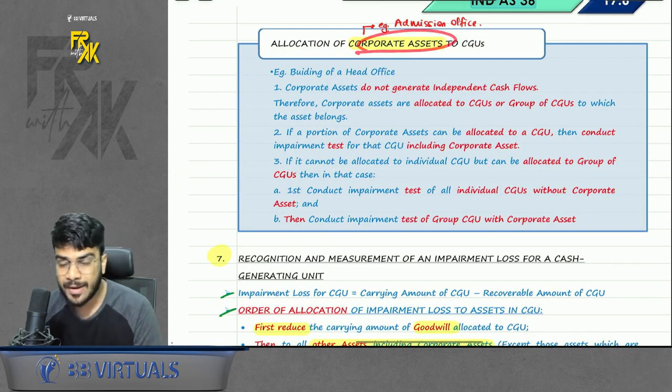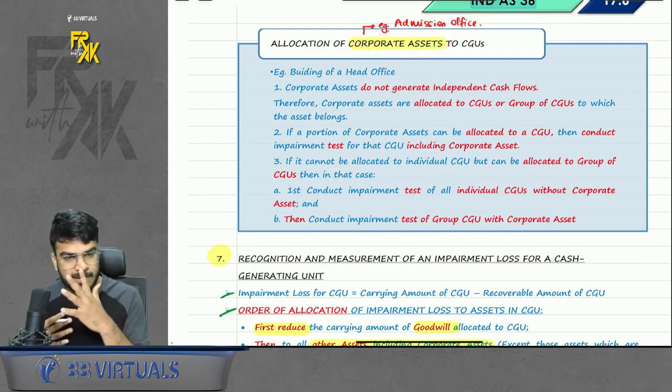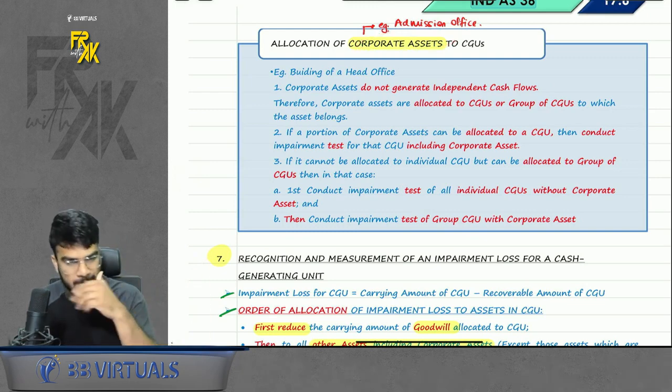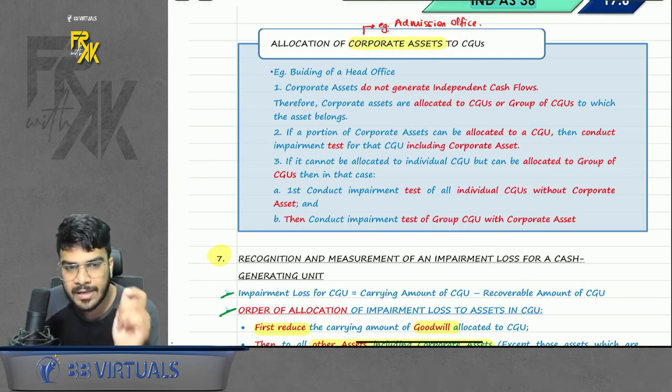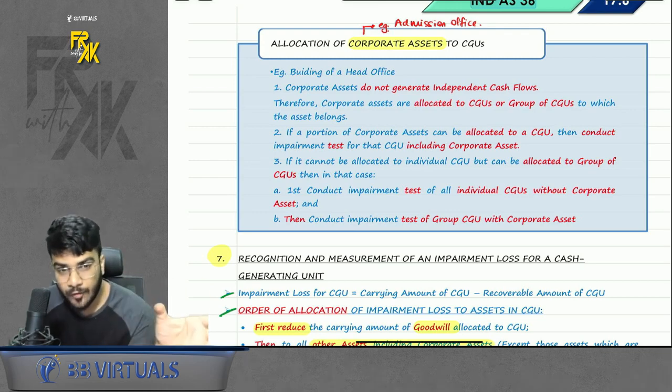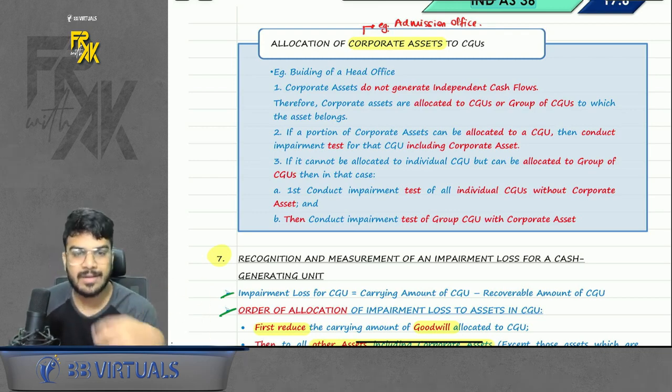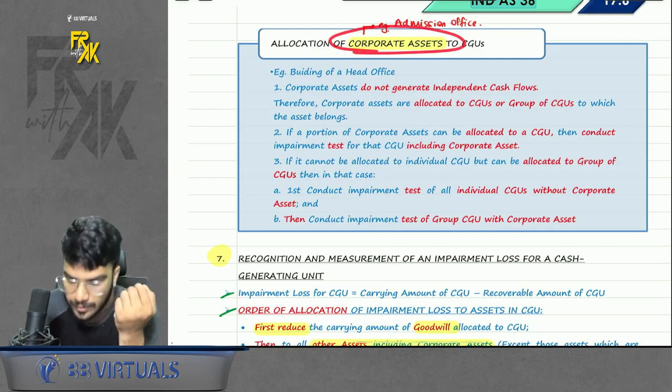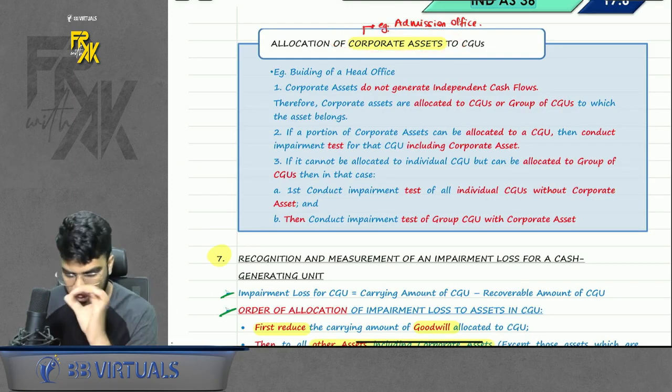Sometimes I have some corporate assets, like for example, in my teaching business, I have, let's say, an office where the students come and take admissions. That office does not have any independent cash flows, but that office will assist my teaching business to generate cash flows, right? So such a corporate asset will also have to be allocated to CGUs, right?